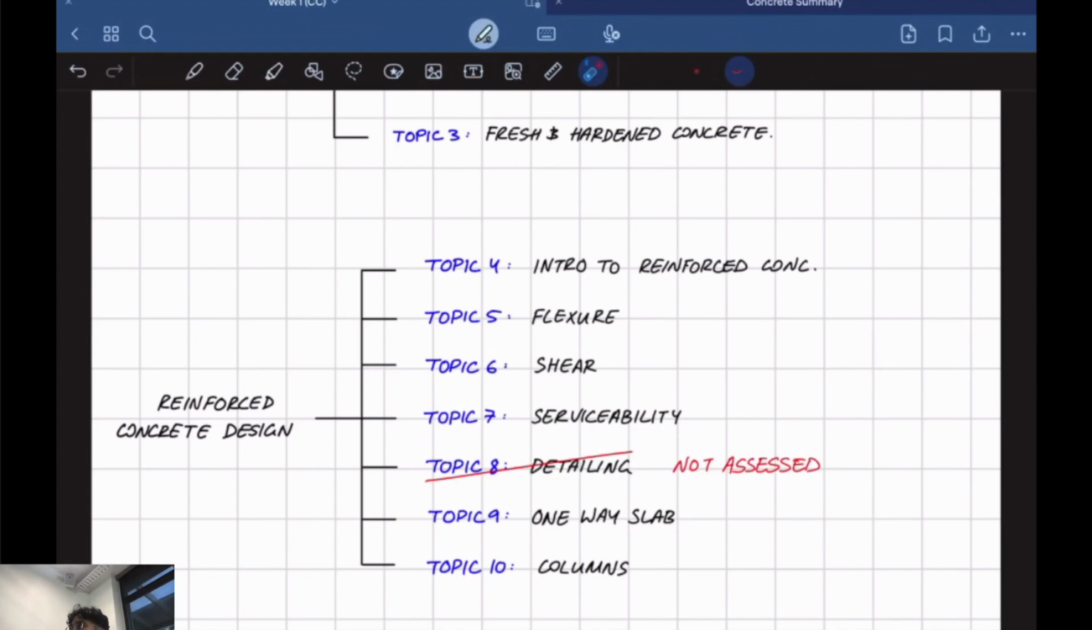So, for example, I'll just quickly pull up an example. So you might have a thing like this. Let's say you have a steel bar. According to the standard, you have to add a hook at the end, right? That's not how it is, but that's covered in that topic, which is not assessed, right?